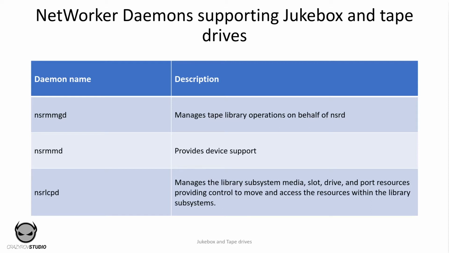The next daemon of interest is the nsrlcpd. The nsrlcpd provides a uniform library interface to the NetWorker media management daemon, nsrmmgd. It manages the library subsystem, that is the media slots, drives, and port resources, providing control to move and access the resources within the library subsystem. One nsrlcpd is started for each configured tape library.